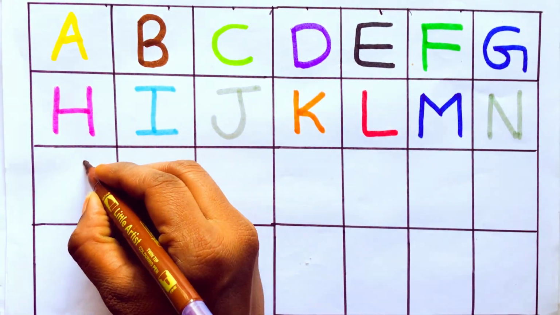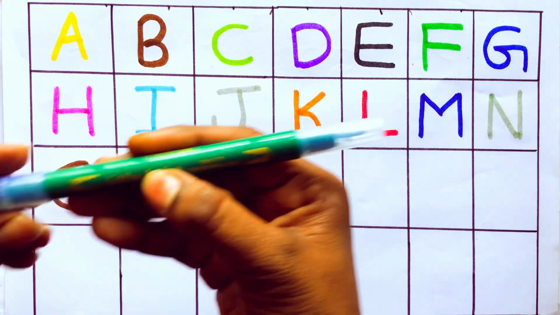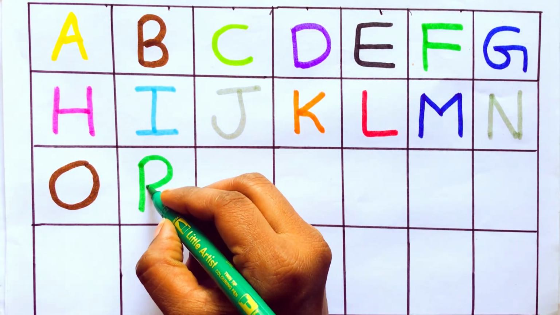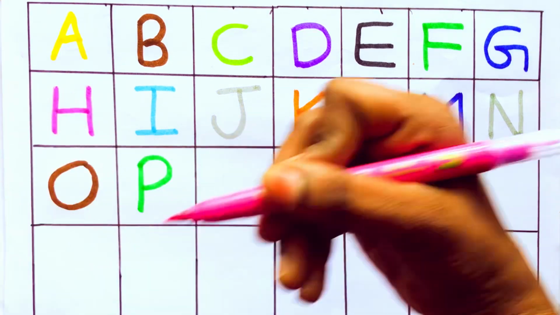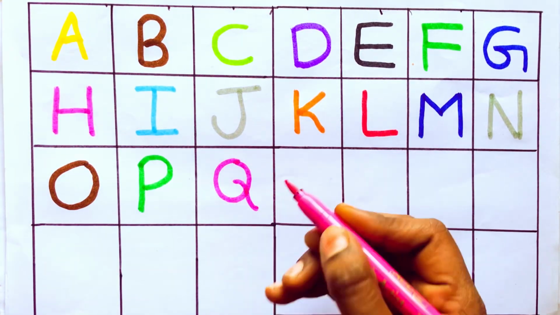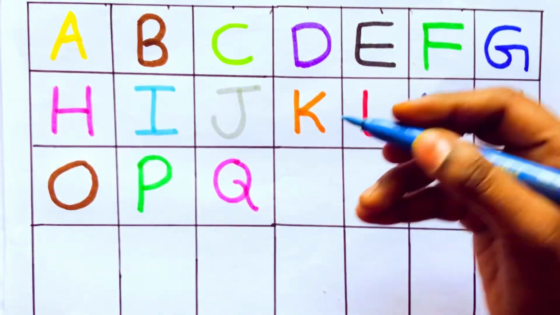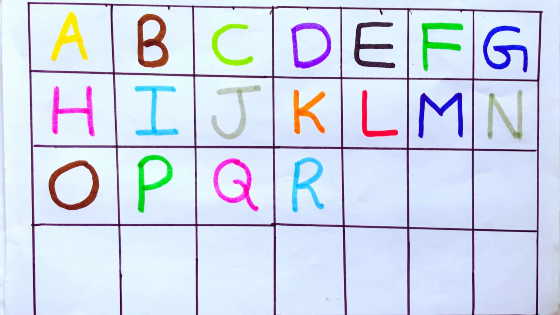Brown color, O for ox. Green color, P for pen. Pink color, Q for queen. Sky blue color, R for rose.